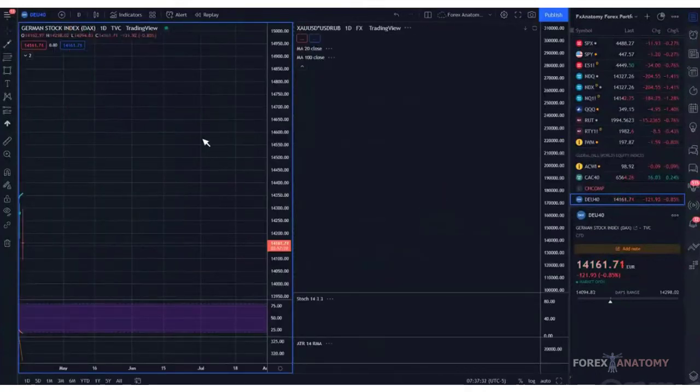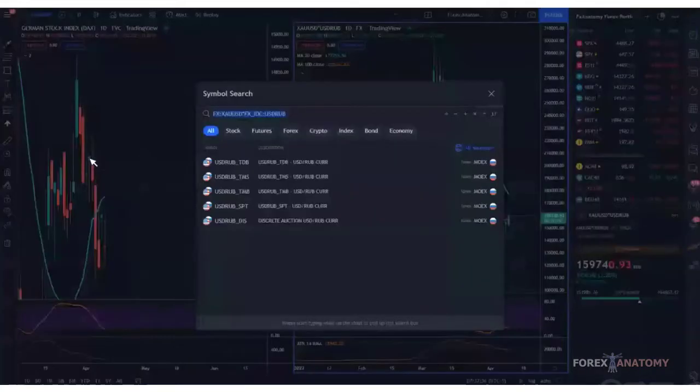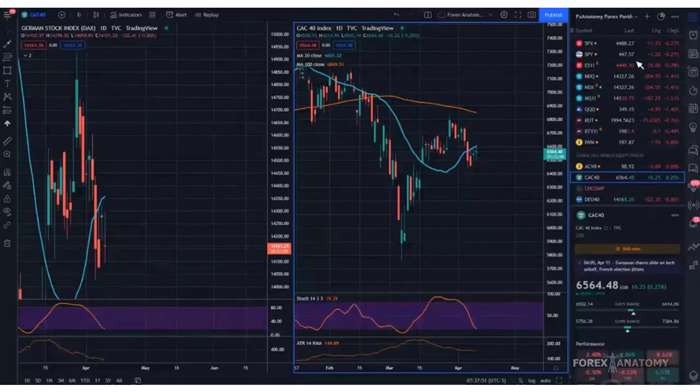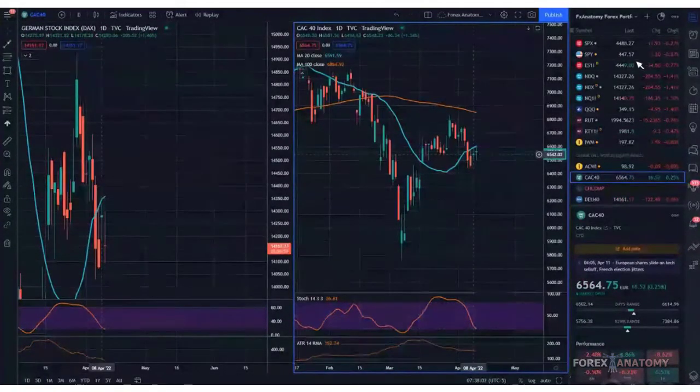Let's pull up another European index. I'm going to pull up the CAC 40, which is our French index. And you guys know, for those of you that have been following the news, that France has been in this election period with their presidential election. I may just touch on that a little bit, but as you can see, it's floating around its opening price. It's not too far above where it closed last Friday.